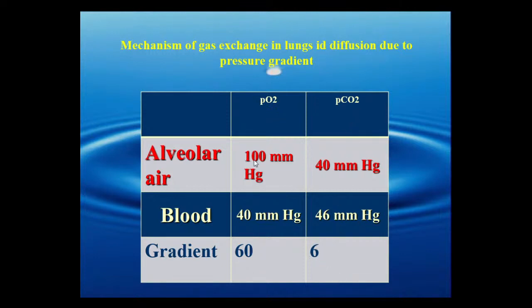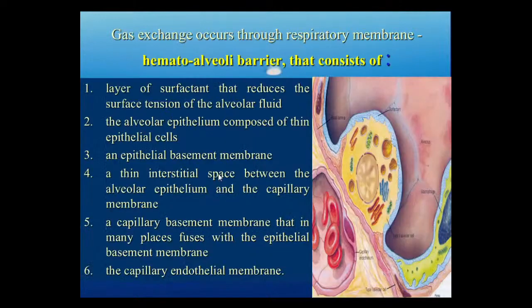And these differences create conditions for gas exchange in lungs and diffusion through lungs tissue to capillaries. This gas exchange occurs through respiratory membrane, and this membrane we call the hematoalveolar barrier.